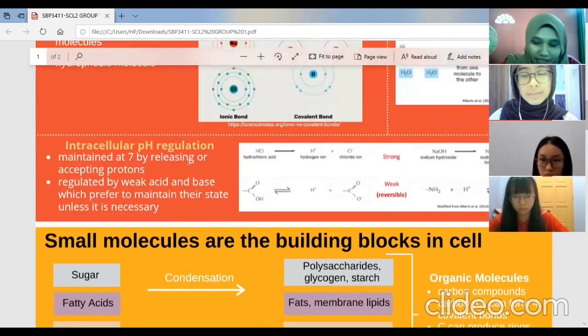Next, intracellular pH regulation is maintained at pH 7 by releasing or accepting protons. As you can see in this figure, the example of strong and weak acid and base. A strong acid readily releases a proton, and a strong base readily accepts a proton.